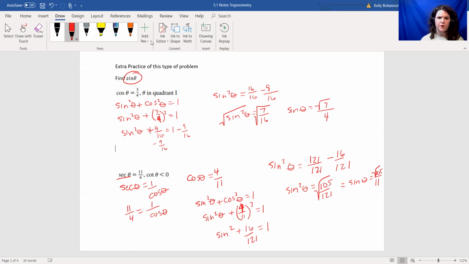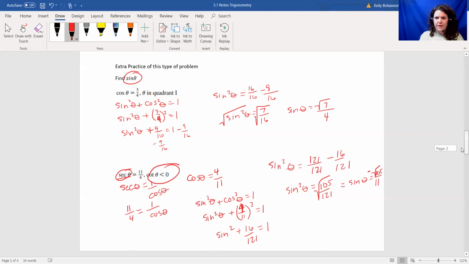Now I just have to figure out what quadrant I'm in. So I'm in a quadrant where cotangent is negative, which means tangent is negative, but secant is positive. So it can't be quadrant 1. And secant goes with cosine. So all students take calculus. So it must be quadrant 4, which means that sine is negative. So my final answer is negative square root 105/11. I could try to break down 105, but it breaks down to 5 and 21, and 21 only breaks down to 3 and 7. So there's no breakdown further than that.